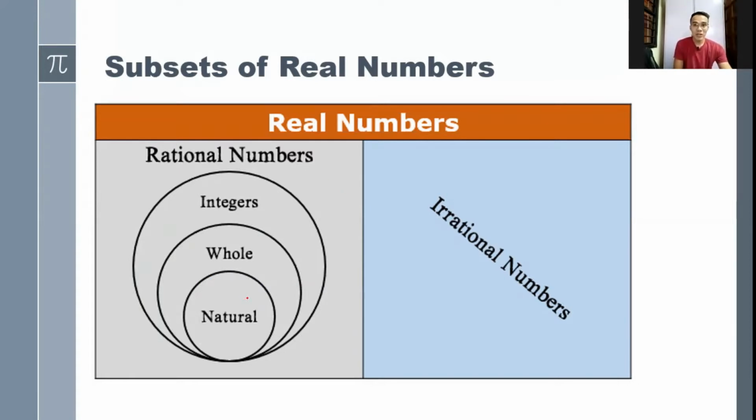The set of natural numbers are the counting numbers, and the counting numbers are the numbers that we use in counting: 1, 2, 3, 4, 5, 6, and so on. They are called natural numbers because it is natural for us to count starting at 1. Again, natural numbers are counting numbers. And these numbers are 1, 2, 3, 4, and so on.